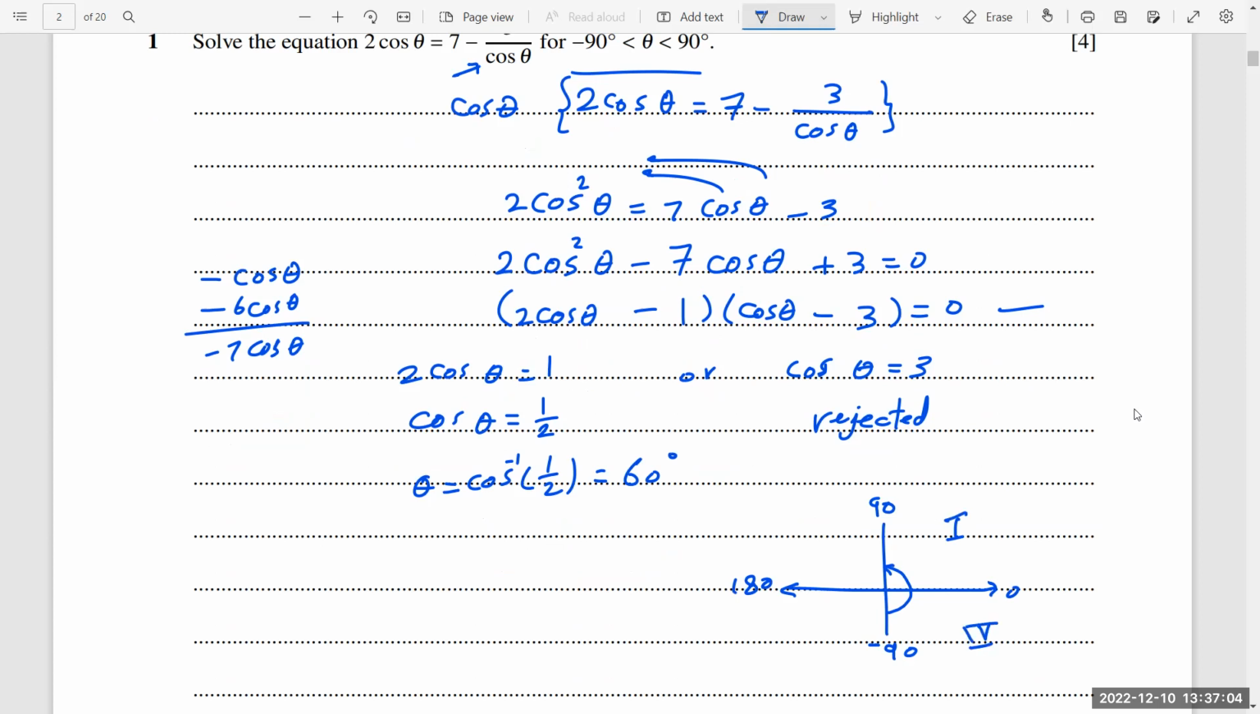So you just write the other option. Theta here is negative 60. You can write it because the cosine value here I find is half. Half means a positive value. And you know that the cosine function is positive in the first and fourth quadrants. So you have two values for theta: 60 and negative 60.